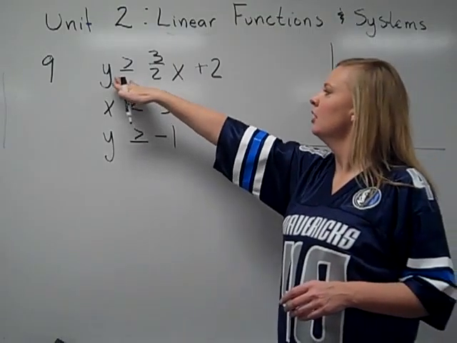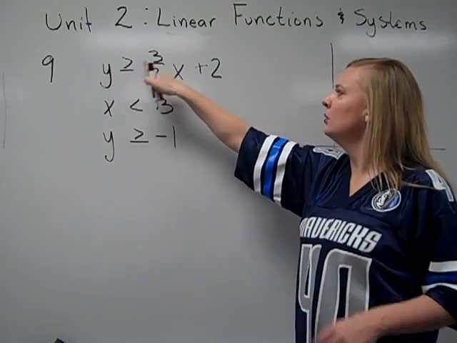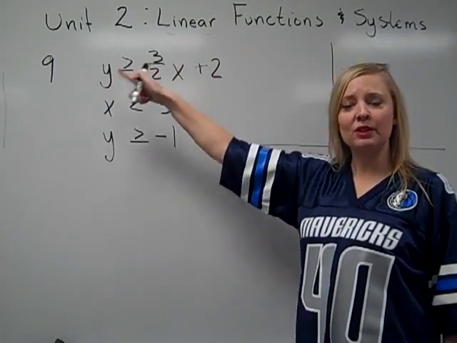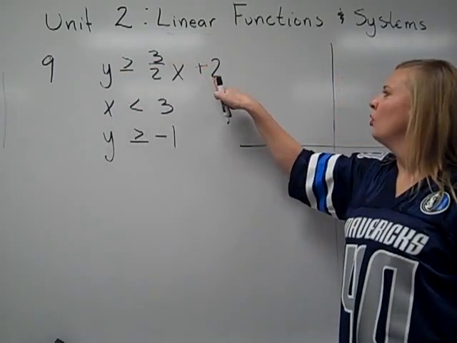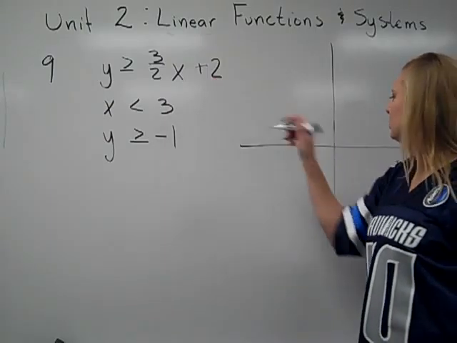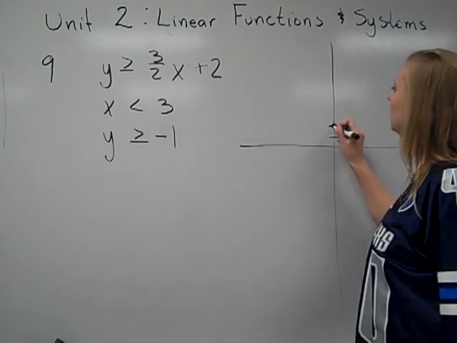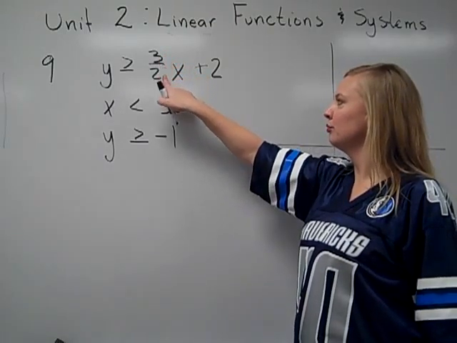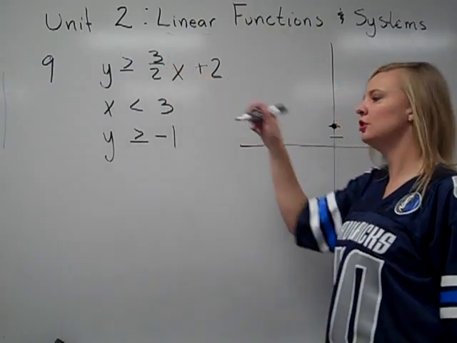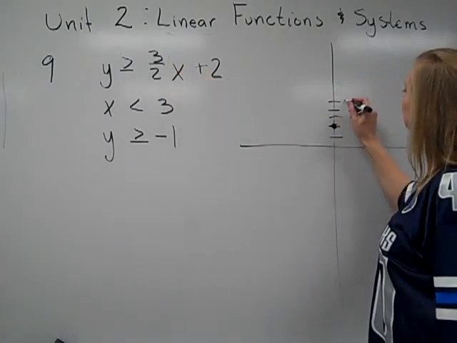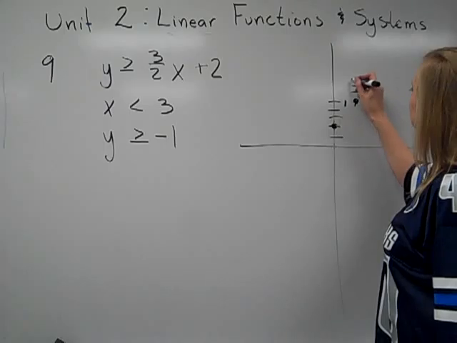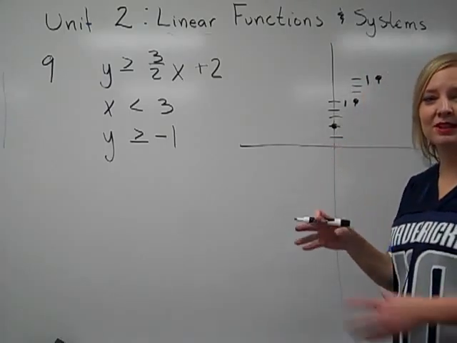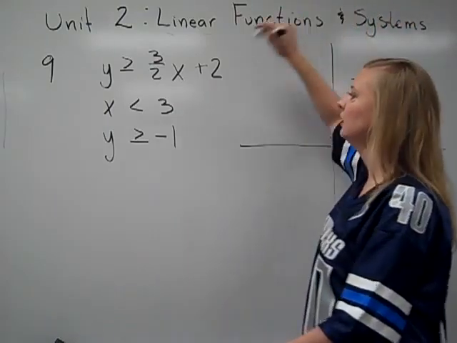Let's start with y is greater than or equal to 3/2 x plus 2. This equation is already in slope-intercept form. So we intercept the y-axis at 2. Our slope is 3/2, so we're going to rise 3, run 2. Rise 3, run 2. And we can do this an infinite amount of times because the line is infinitely long.